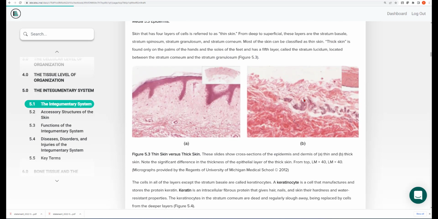So let's take a look at this micrograph and compare thin skin and thick skin. In A, we have thin skin. Everything that I'm pointing to down here, this is all dermis. The basement membrane is where my pointer is, and all of those 4 layers of epidermis are where I'm pointing. And you see there's a relatively thin layer of the outer flaky cells that are called the stratum corneum.